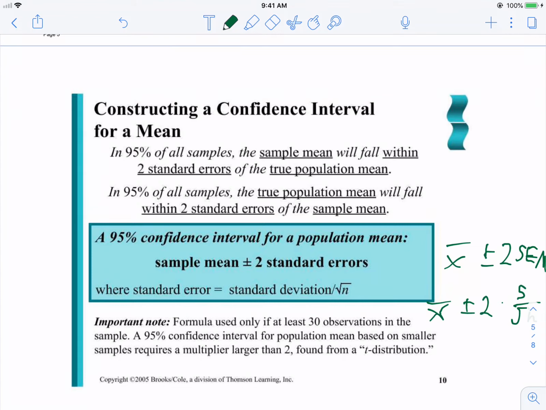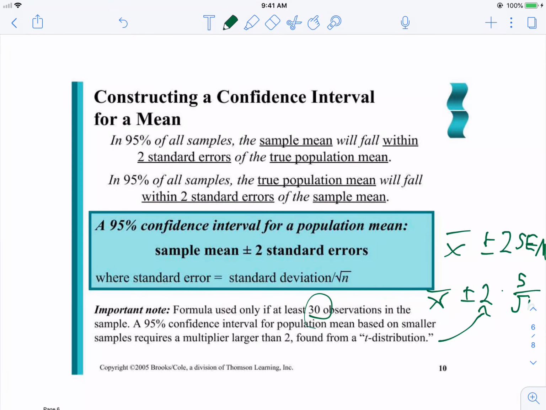Down here on the bottom, we see, once again, like I mentioned previously, that it's important that if we have a small sample size, less than those 30 observations, we're looking at using a t-test rather than a z-test, which means that we need to multiply this by a number that's bigger than 2. It has its own separate chart, and as I said, we'll look at that again in the future.